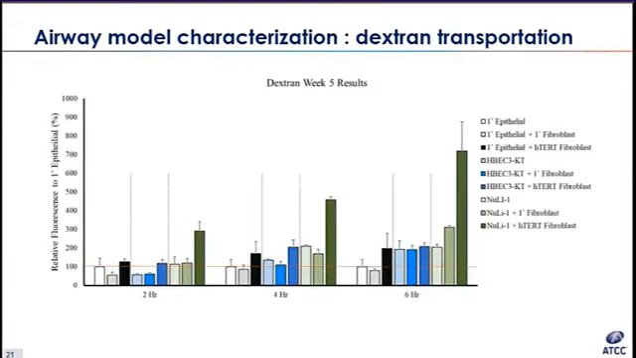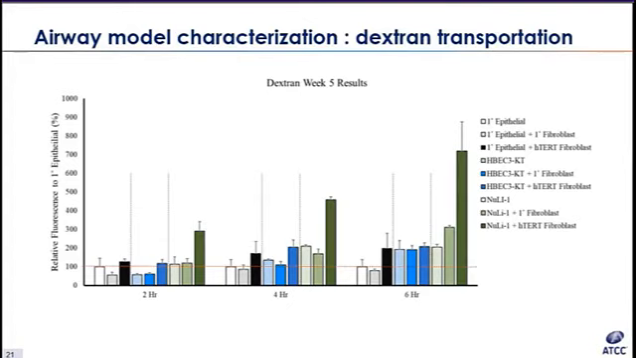On this busy slide, we show results from our dextran kinetic study 5 weeks following initial air-liquid interface culturing. At 2, 4, and 6 hours following dextran administration on the apical side, we collected 10 microliters of basal media to assess changes in dextran concentration relative to models of primary epithelial cells, shown here as the white bar.